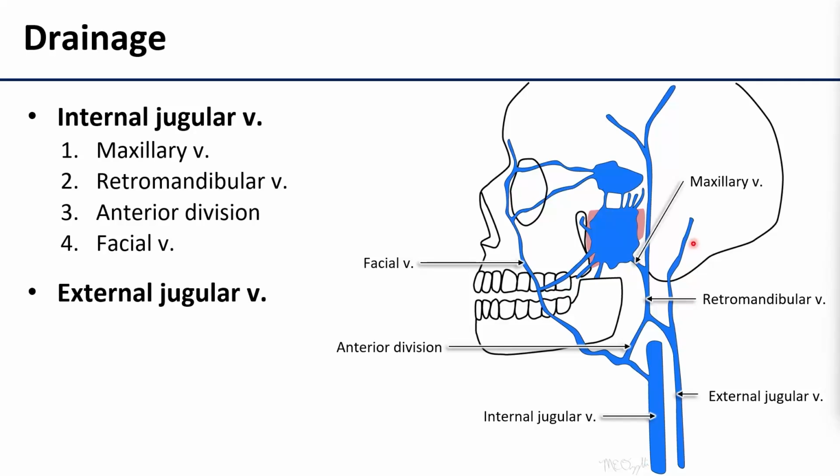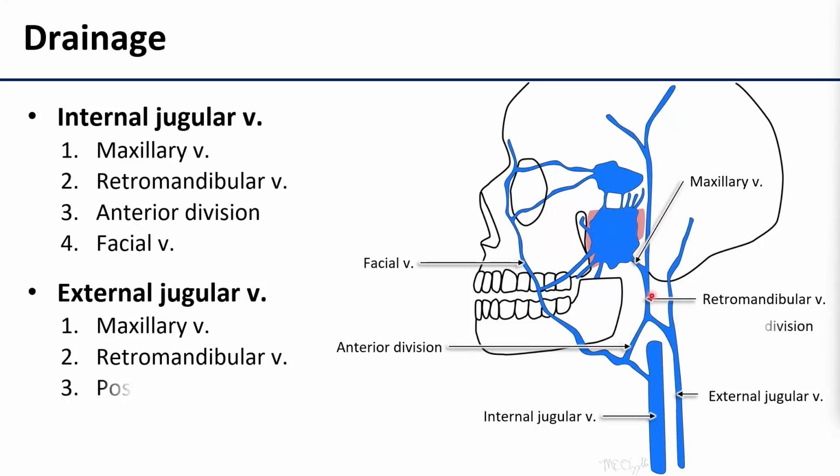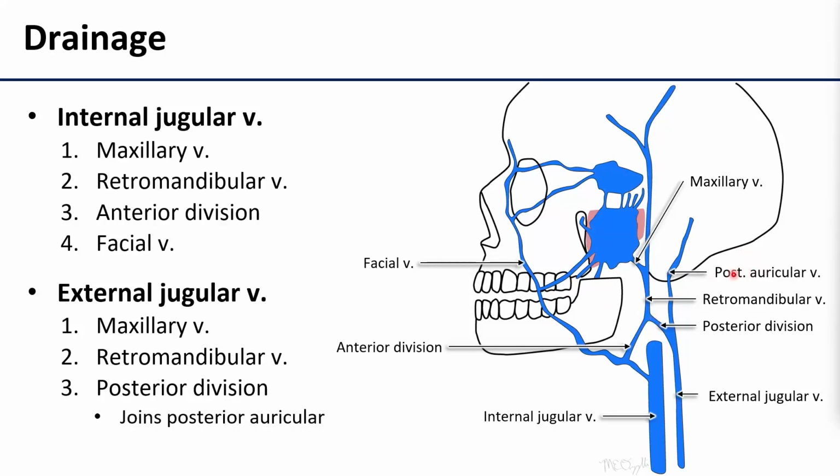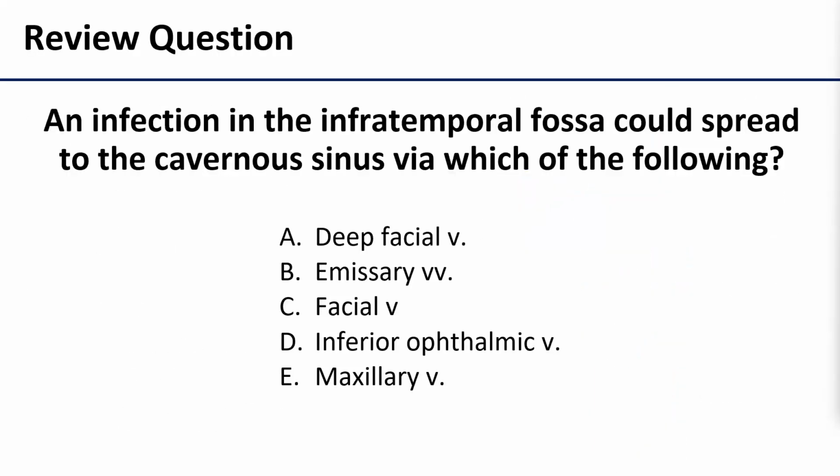All right, our secondary pathway here to get to the external jugular vein is going to start off very similarly. We'll exit the pterygoid plexus here through the maxillary vein and into the retromandibular vein. This time, though, we're going to head into the posterior division. The posterior division is going to join up with the posterior auricular vein here, and together those are going to form the external jugular vein. And that is how you get into and out of the pterygoid venous plexus.